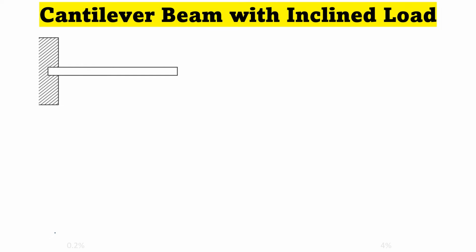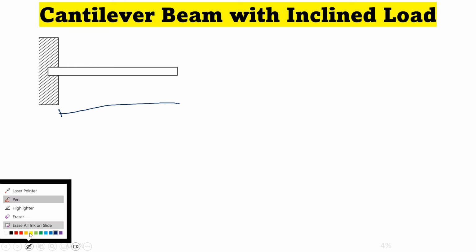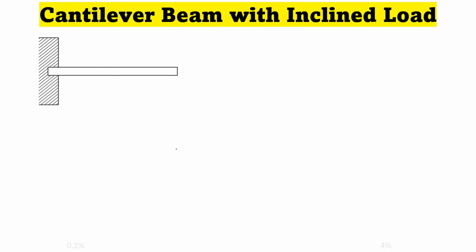So let us say we have a beam whose span length is, let us say, 4 meters, and an inclined load is acting at this point in the downward direction. We can say that this is 10 kilonewton, and the angle of this load with the horizontal axis of the beam is 30 degrees, say.